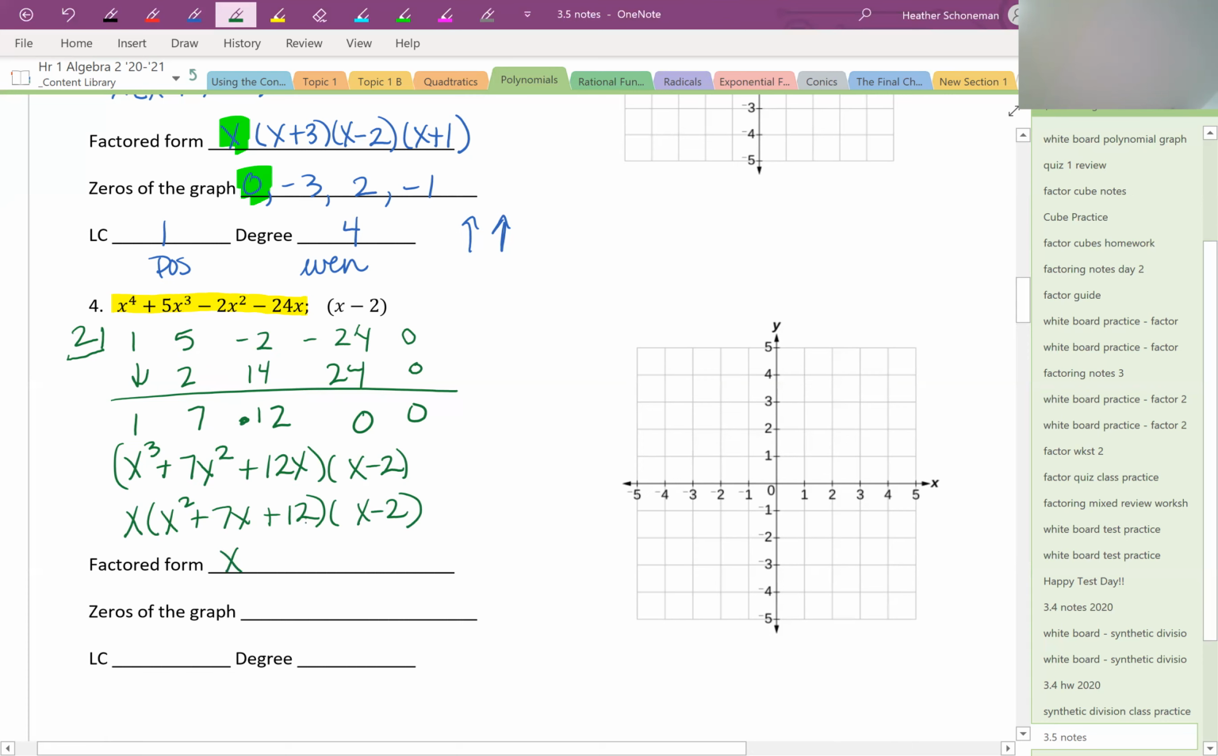So now I'm looking for numbers that multiply to 12 and add to 7. So I'm going to have x plus 3 and x plus 4 times x minus 2. So my zeros are 0, negative 3, negative 4, and 2. If I'm looking at my original yellow polynomial, the leading coefficient is 1, the degree is 4, so this is positive. This is even, so they're both going up. I can plot my zeros on the graph.